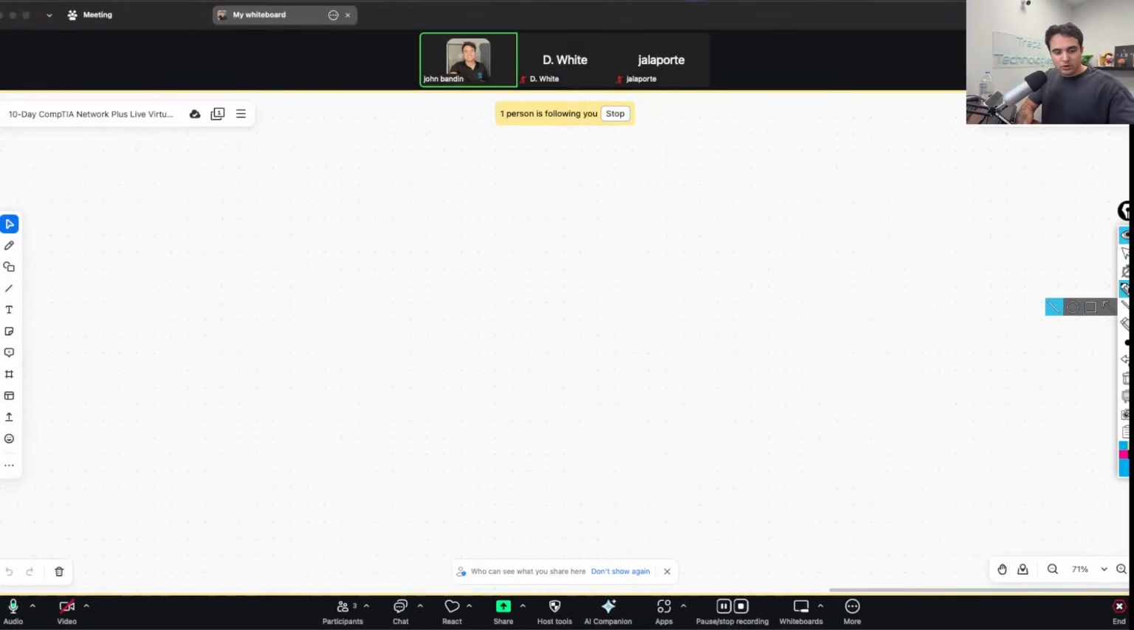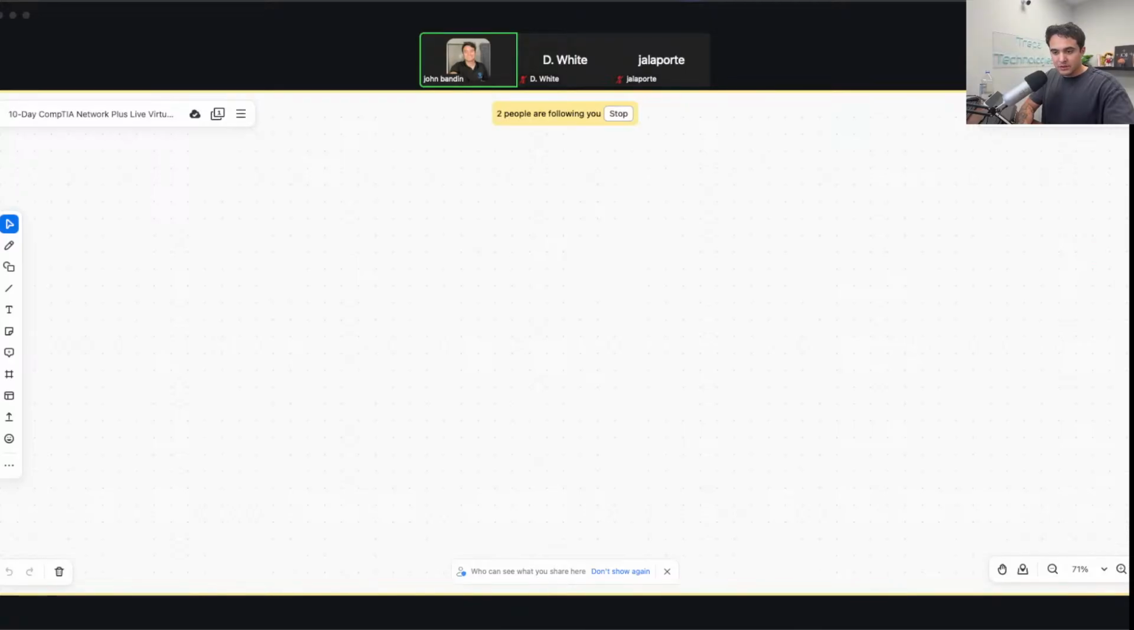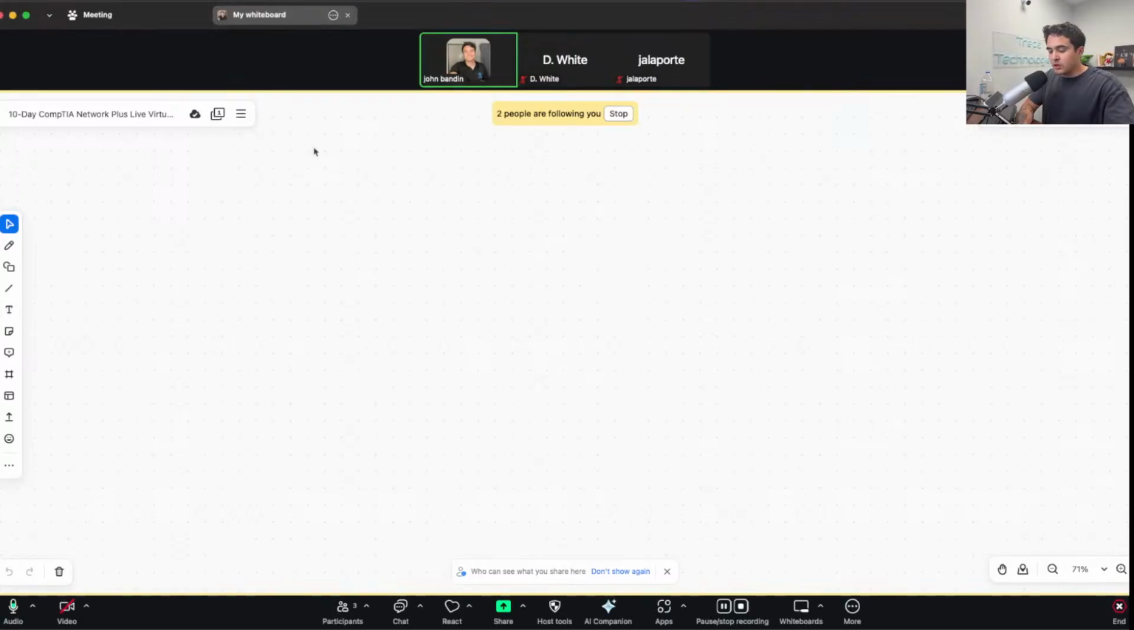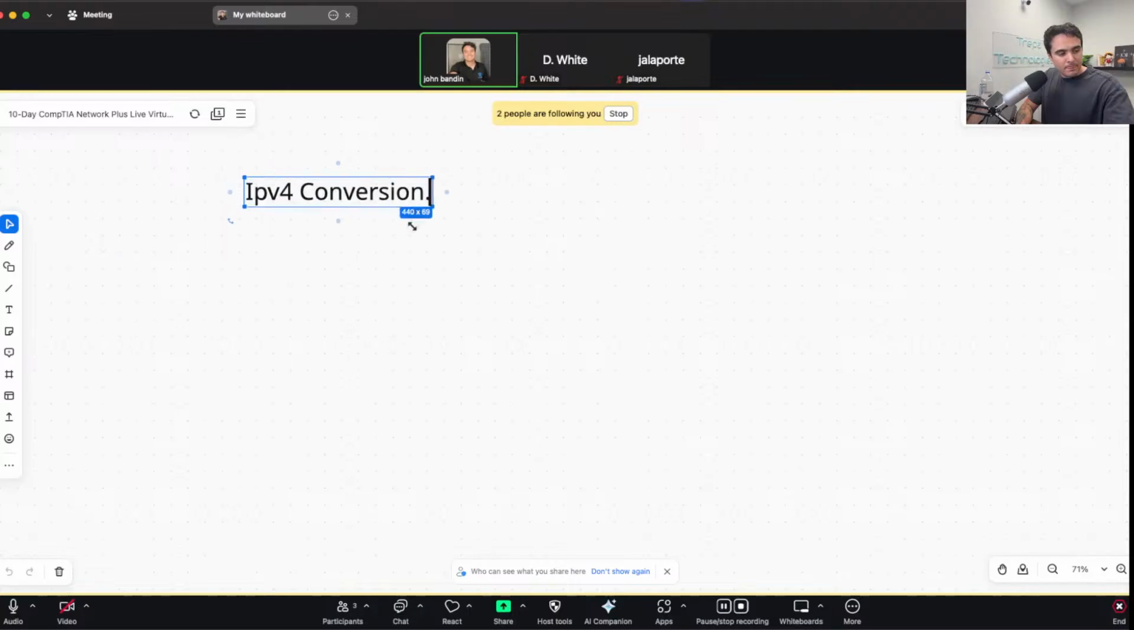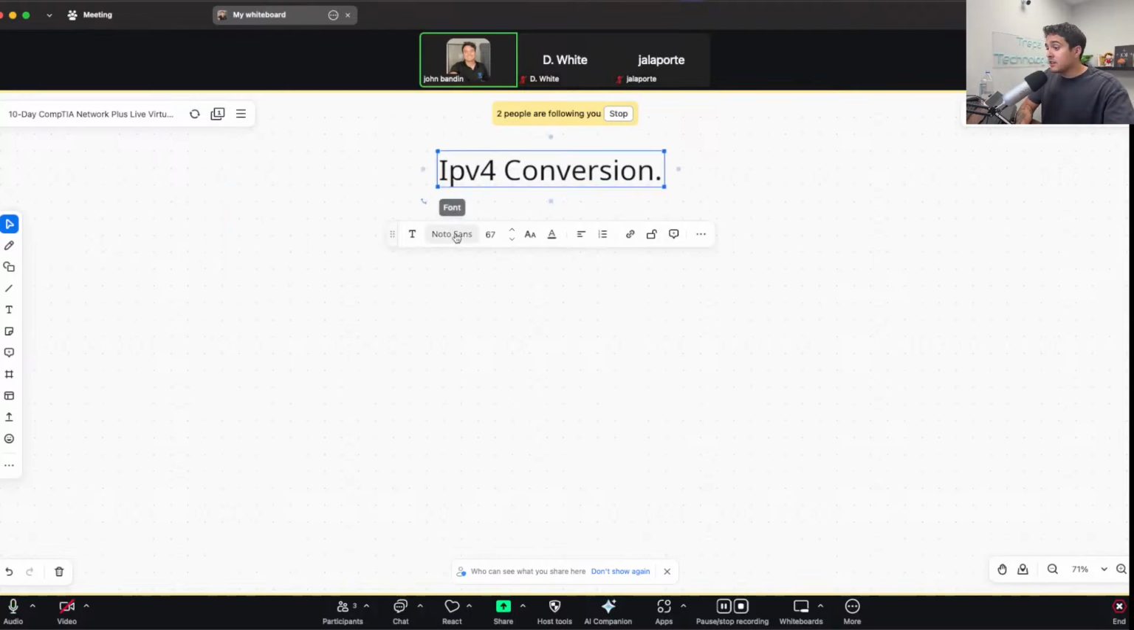So in this whiteboard, let me get this epic pen out of the way. We're going to be going over IPv4 conversions. So how do we convert from binary into dotted decimal? Let's check this out. First, we're going to start by going from binary to dotted decimal.